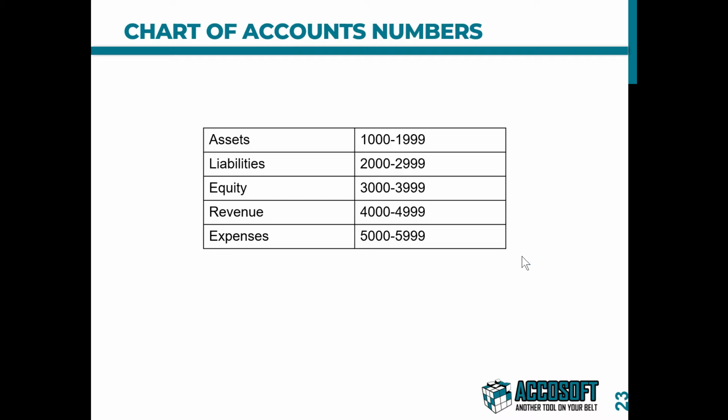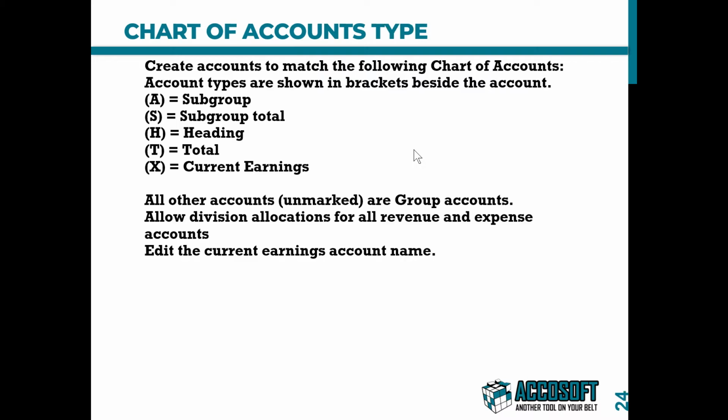On Sage 50, if you were to create an assets account, then you would choose a number between 1000 to 1999. On Sage 50, you have to be aware of these abbreviations: a subgroup total, a header. Therefore, the 5 assets, liability, equity, revenue, and expenses will be headers, and you have different totals. Anything else that is unmarked is considered a group account, which is G. Let me give you an example.